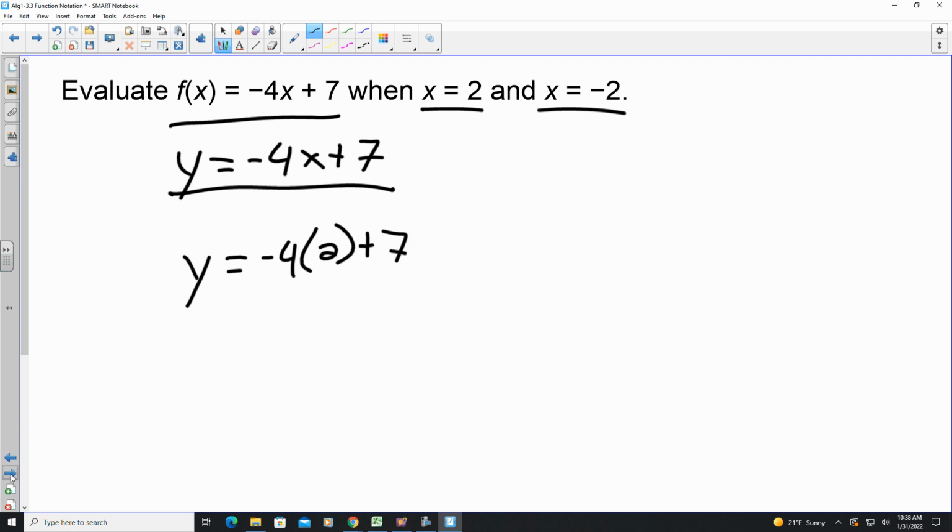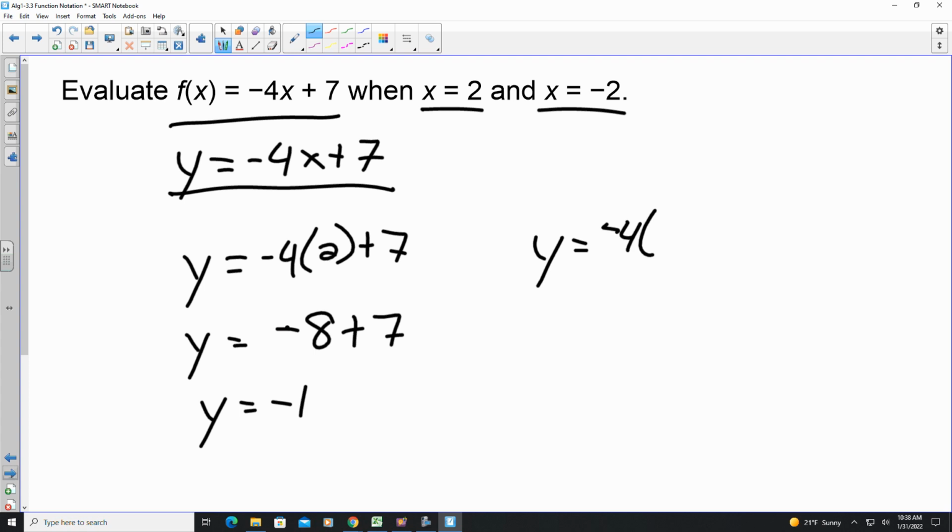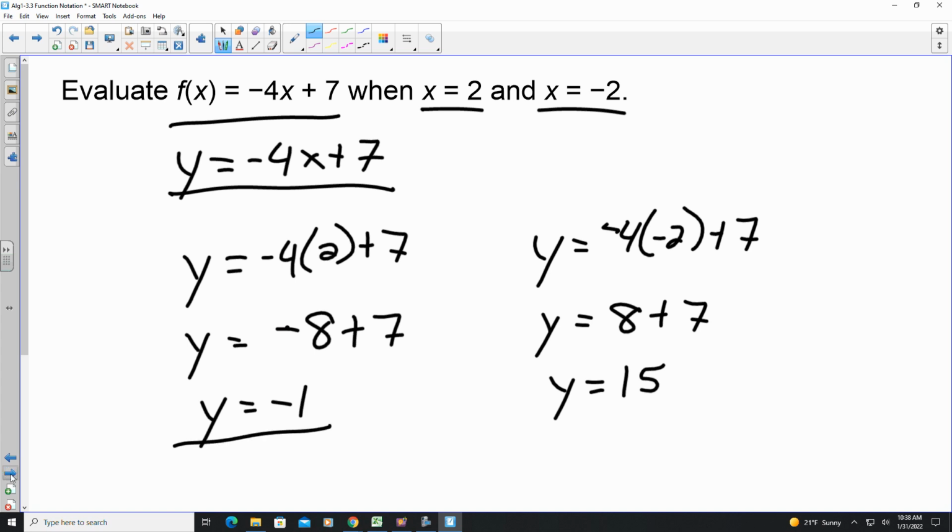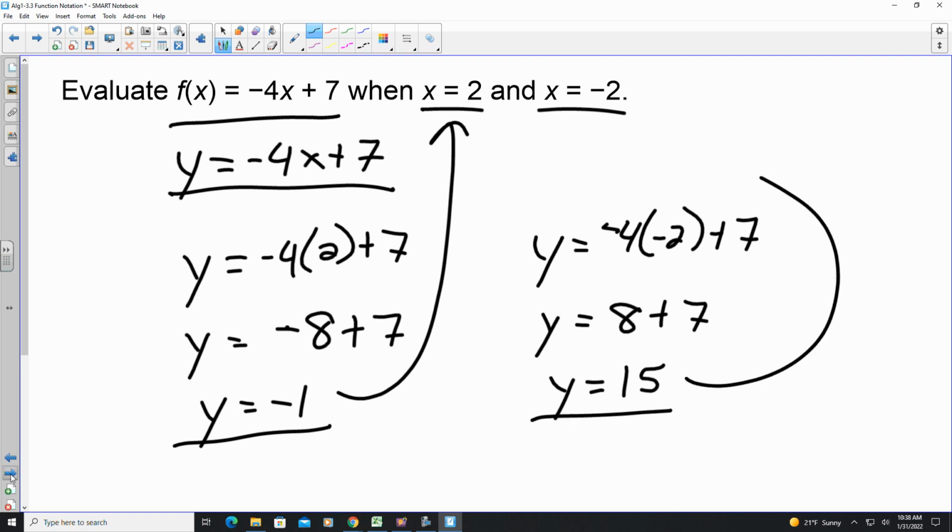I go about and solve it. This is going to be y is equal to negative 8 plus 7. So y is going to be equal to negative 1. I go over to the next one. I got y is going to be equal to negative 4 times negative 2 plus 7. So now I got y is equal to positive 8 plus 7. So y is equal to 15. Those are your evaluated results. y is equal to negative 1 when x is 2, and y is equal to 15 when x is negative 2.